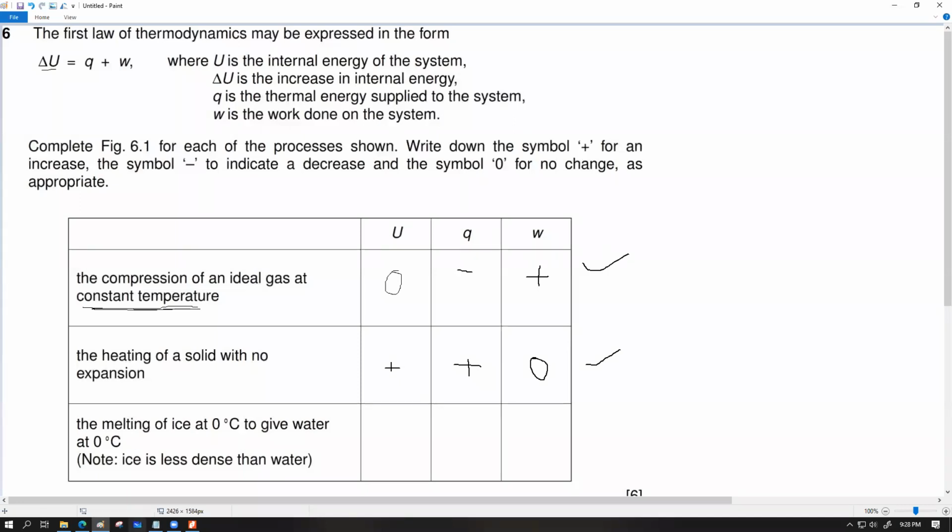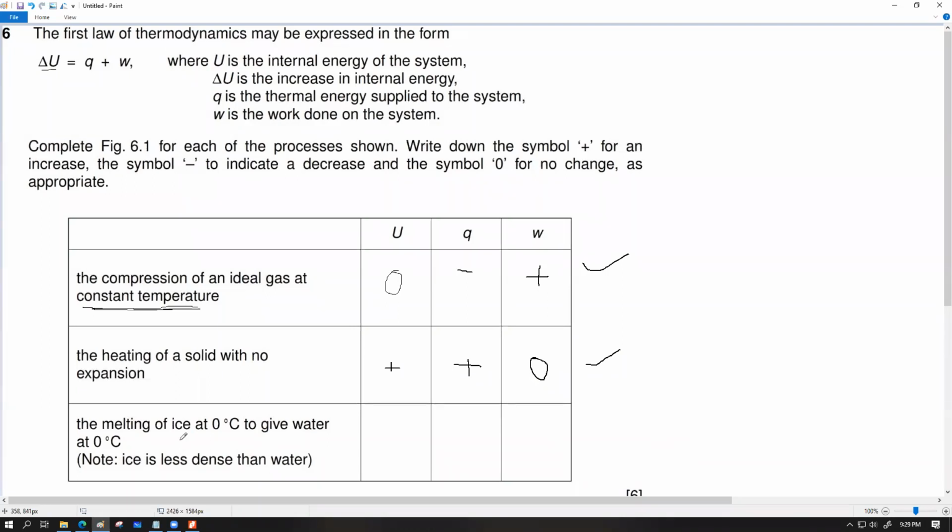Read. The melting of ice at 0 degrees Celsius to give water at 0 degrees Celsius. Note, ice is less dense than water. What do you think should be your response? Since the molecules is decreasing because ice not molecules. You want to say the object volume, or you can say intermolecular space. Molecules don't decrease. Don't use that word. Spacing between molecules decreases. So should work decrease? Work should be positive.